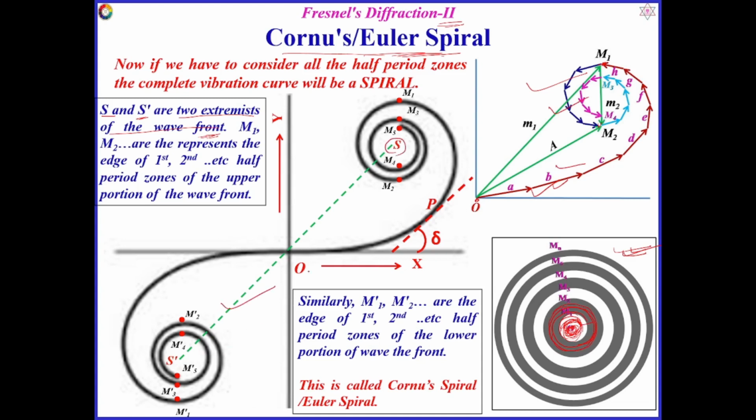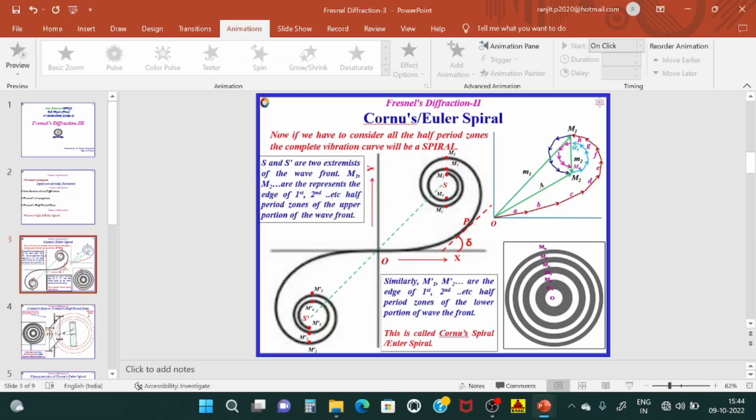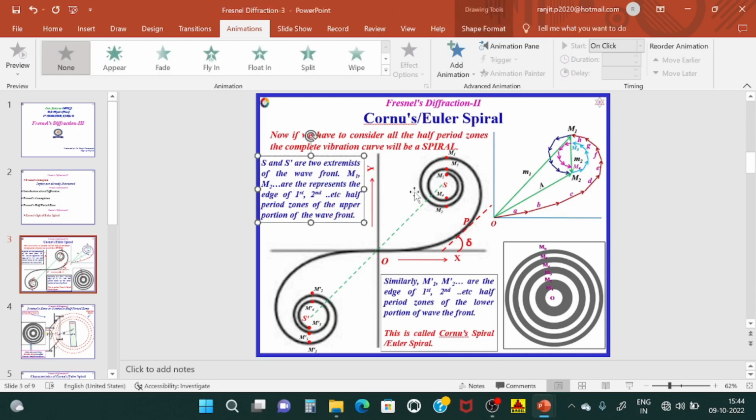So here S and S dash are the two extremities of the wavefront which is passed through the slit. It will be better that you write it here: which is passed through the slit.